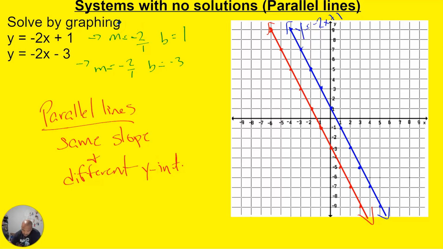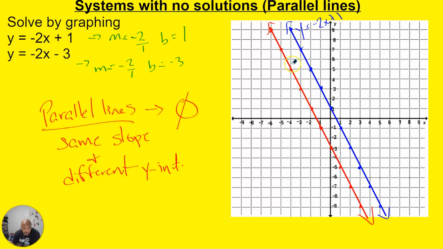So if you see same slopes and different y-intercepts right off the bat, you know these are going to be parallel lines, and whenever we have parallel lines, that means there's no solution. If you don't know, this is the no solution symbol. So there's not even necessarily any work to do here graphically.